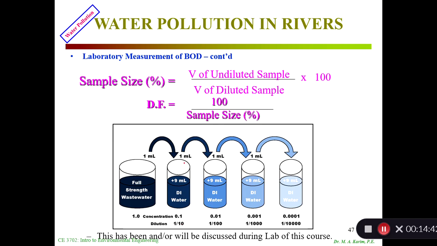Okay, so then we take 1 milliliter from here and mix with 9, making a total of 10, so that's going to become 1 over 100. If we do 1 milliliter from here to here, then 1 over 1000, from here to here 1 over 10,000. So this means the dilution factor is 10, 100, 1,000, 10,000, whereas the dilution would be 0.1, concentration 0.1, 0.01, 0.001, 0.0001.